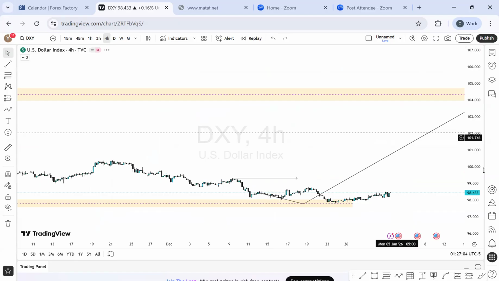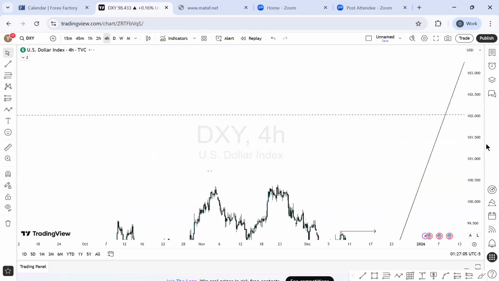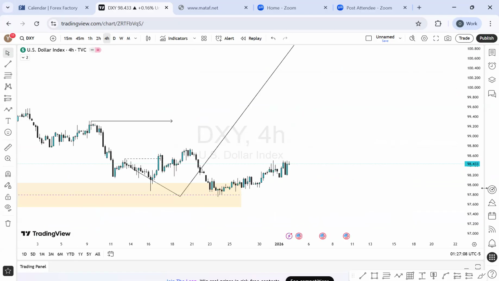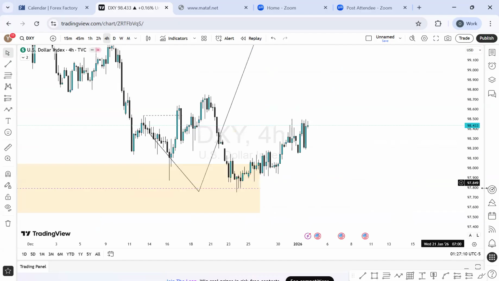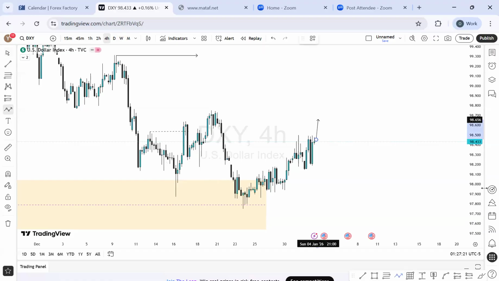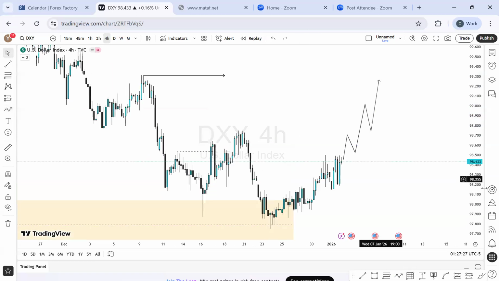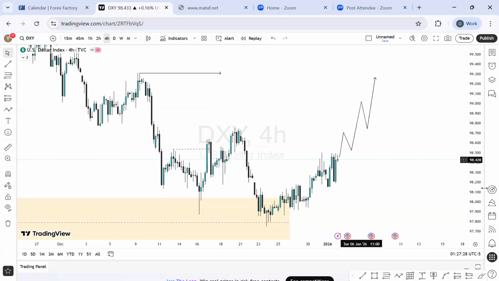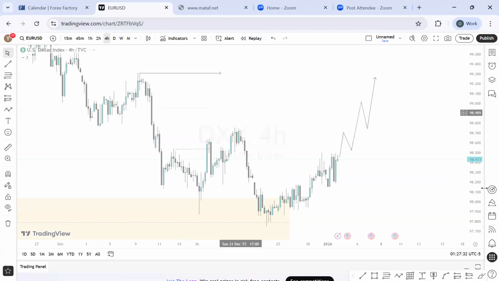On the 4-hour time frame, there's not really anything going on. I've seen it on the higher time frame, so I'm not really focusing on the lower time frame here. We just experienced a little bit of movement to this price level here. Let me push this away so we can have a clean chart. We can have a little bit of movement to here and break that previous high, and we continue moving. So this is what I'm expecting to see on the DXY. To keep it short, I'm looking for more bullish momentum on the DXY.